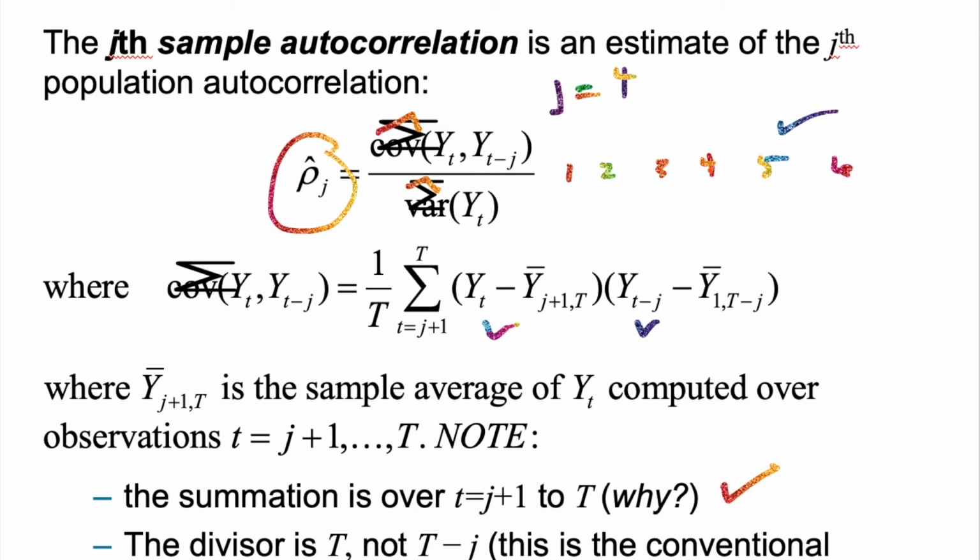Because then minus 1, minus 2, minus 3, minus 4, this one is where we will have our first lag. So we need to move yt ahead by a sufficiently high number of observations so that we can have a lag within the domain of y. Also note that the divisor is t and not t minus j, which is the conventional definition used for time series data.